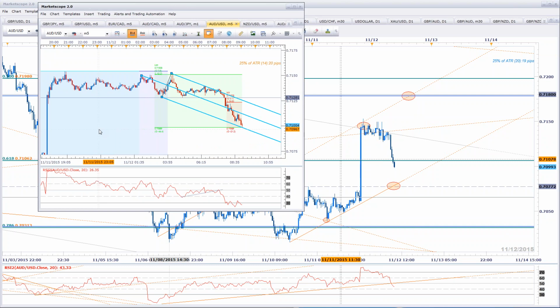Talk about earlier in the session, who was that? Was that you, Avery? Earlier in the session talking about the Aussie. To clarify, does the Aussie shooting higher due to better than expected employment data qualify as a fade opportunity?